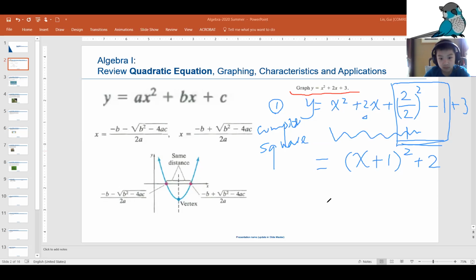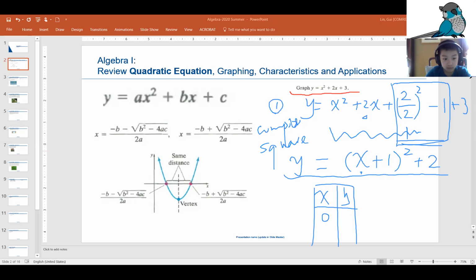So this will be changed into a complete square, making it easier to graph. Why does it make it easy to graph? Firstly, when you set x to 0, you can easily find this part becomes 1, and 1 plus 2 becomes 3. If you go back to the very initial equation, you also find x equals 0, y equals 3.